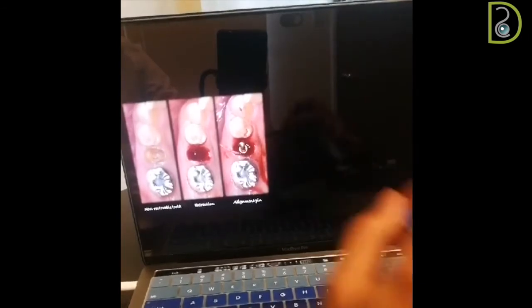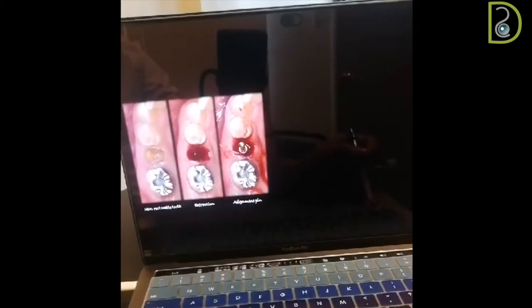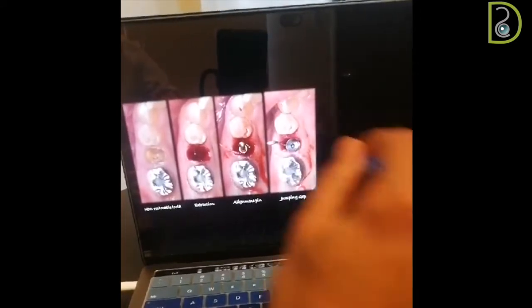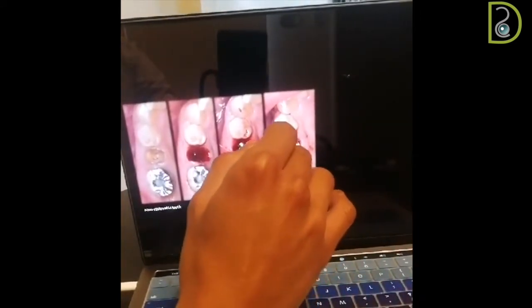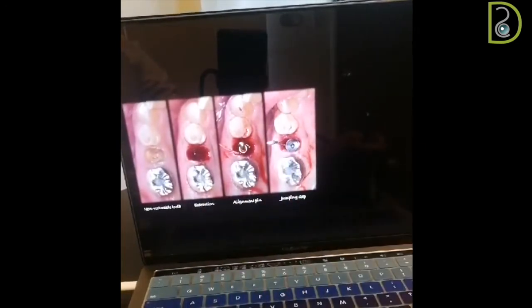So here you can see the clinical picture. This is the non-resorbable tooth. The extraction was performed again as minimally traumatic as possible, using the same technique exactly, periotome, then small luxators. And the implant was placed exactly in the middle, and you can see the gap here from both the buccal and lingual aspect of the implant.